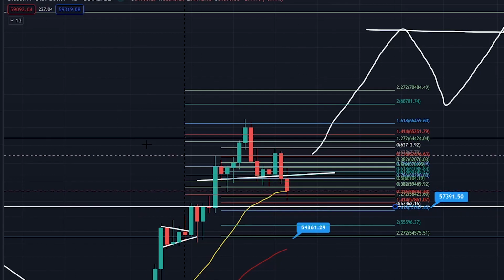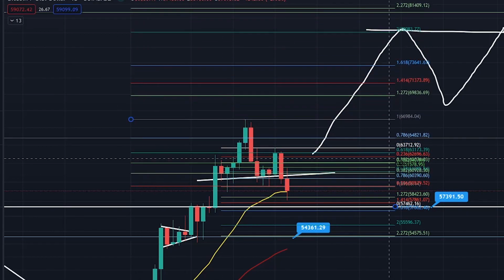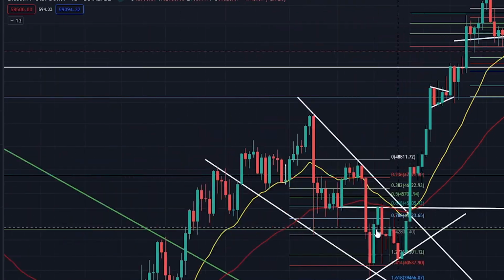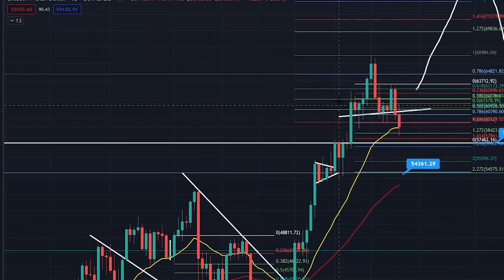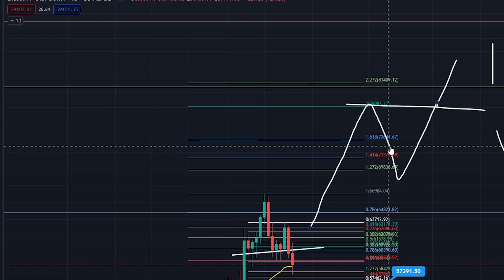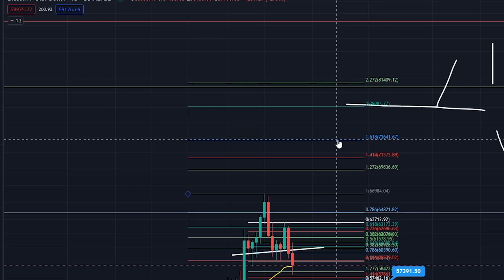And from there, I'll tell you the next impulsive wave target. You can see that every single impulsive wave target has been met on the way here. The 1618, this particular one just got a little bit overextended by about 5%, I think it was, and it rolled into a correction. So right now, you could be looking at the next impulsive wave taking you to 73,641 for Bitcoin.